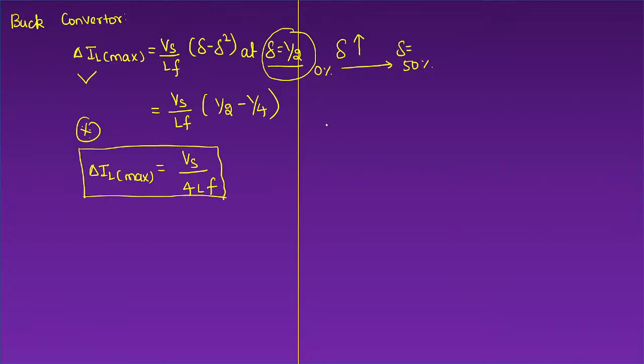It means my inductor is continuously charging and trying to achieve the maximum ripple current when the value of delta becomes equal to 0.5. So when the value of delta is less than 0.5, the ripple current is continuously increasing. After delta equal to 50 percent, what will happen? We know the freewheeling cycle will come into place, that is, the diode will turn on and the switch will turn off. Then the energy stored in the inductor will be continuously decreasing.